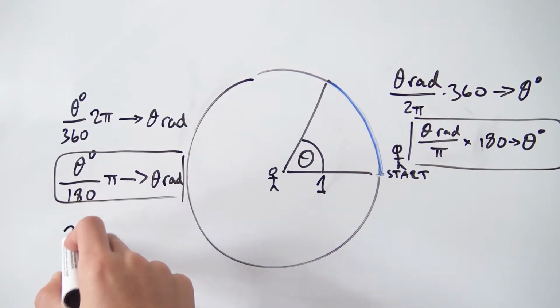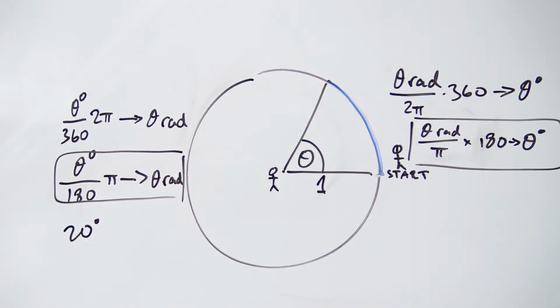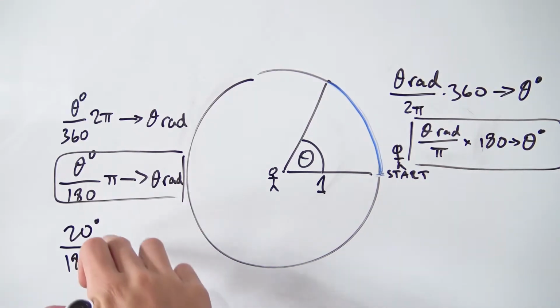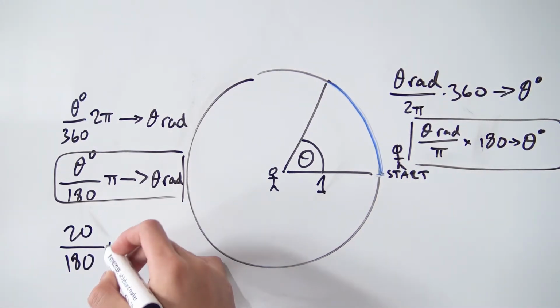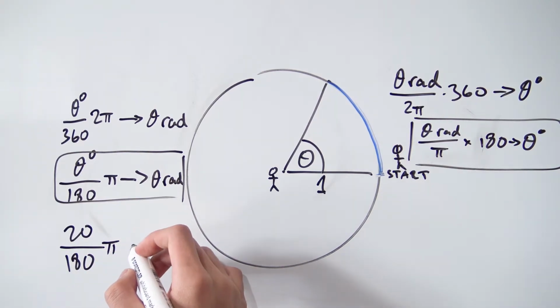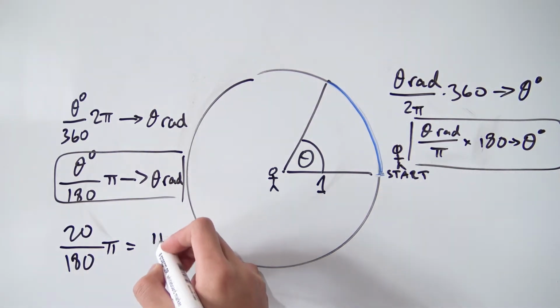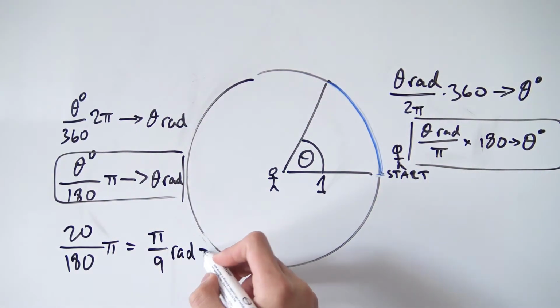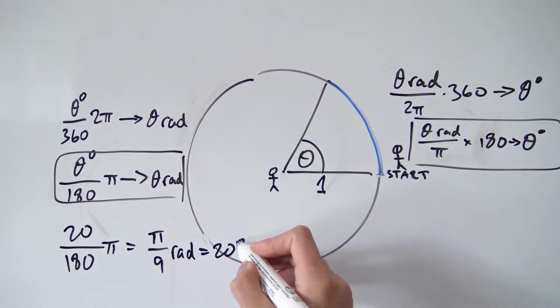So let's say we had 20 degrees and we wanted to convert that to radians. Well, using this formula right here, all we have to do is divide that 20 by 180, and then we're going to multiply that fraction by pi. And notice 20 into 180, that's exactly 1/9. So all in all, we're going to get pi over 9. So pi over 9 radians, that's the equivalent of 20 degrees.